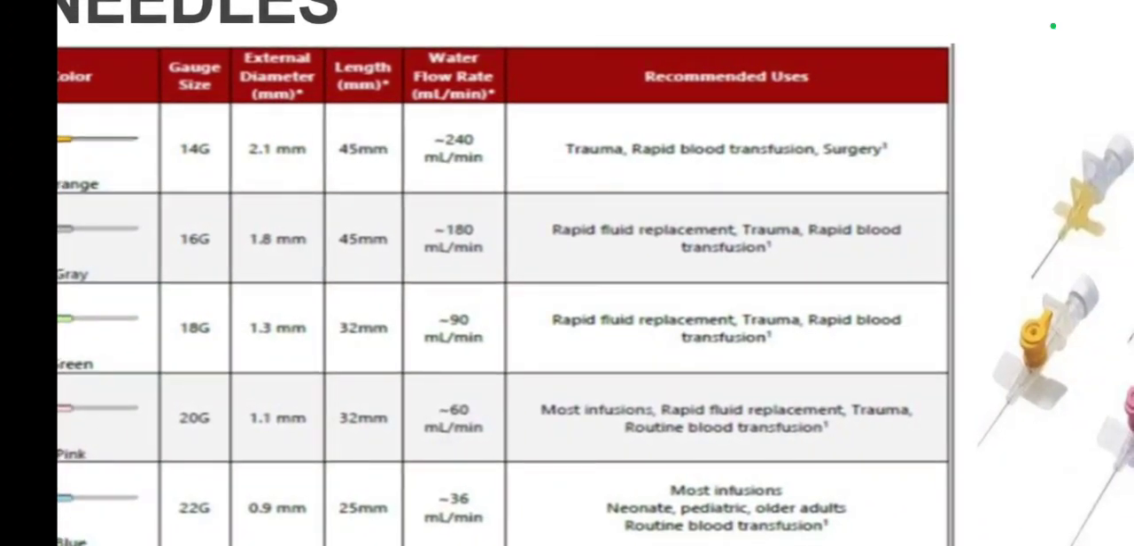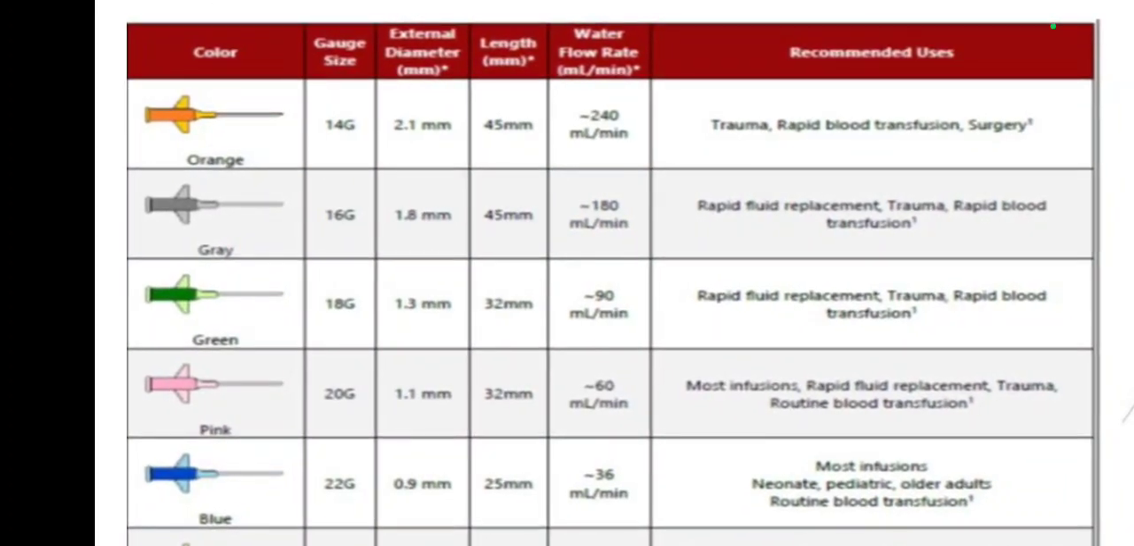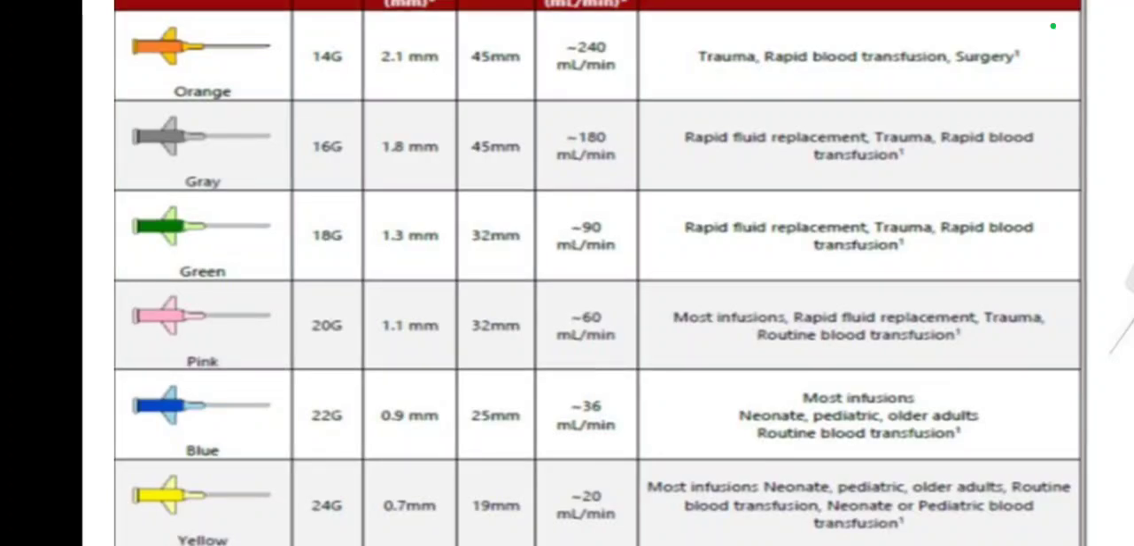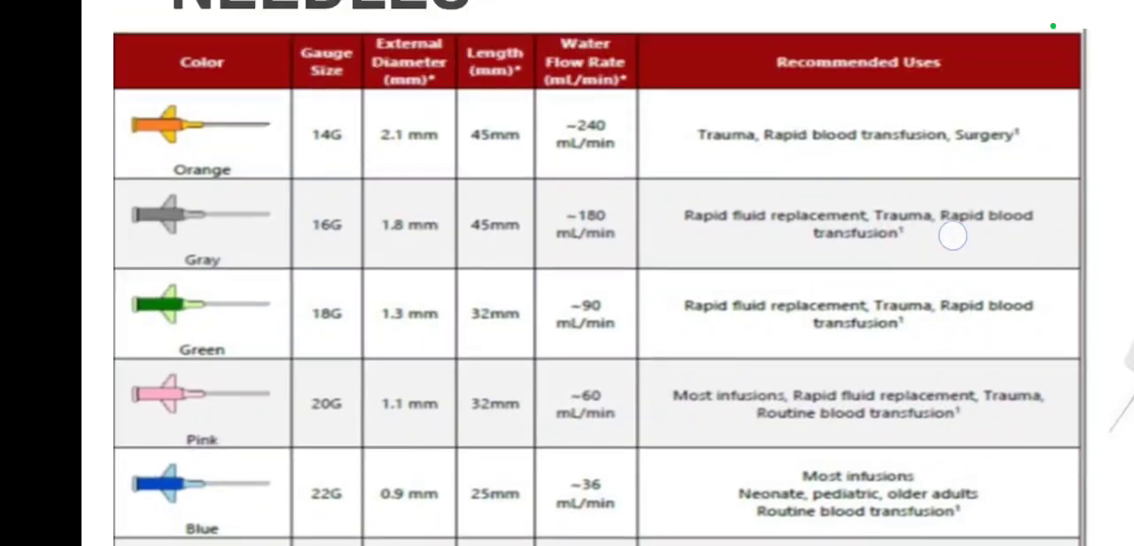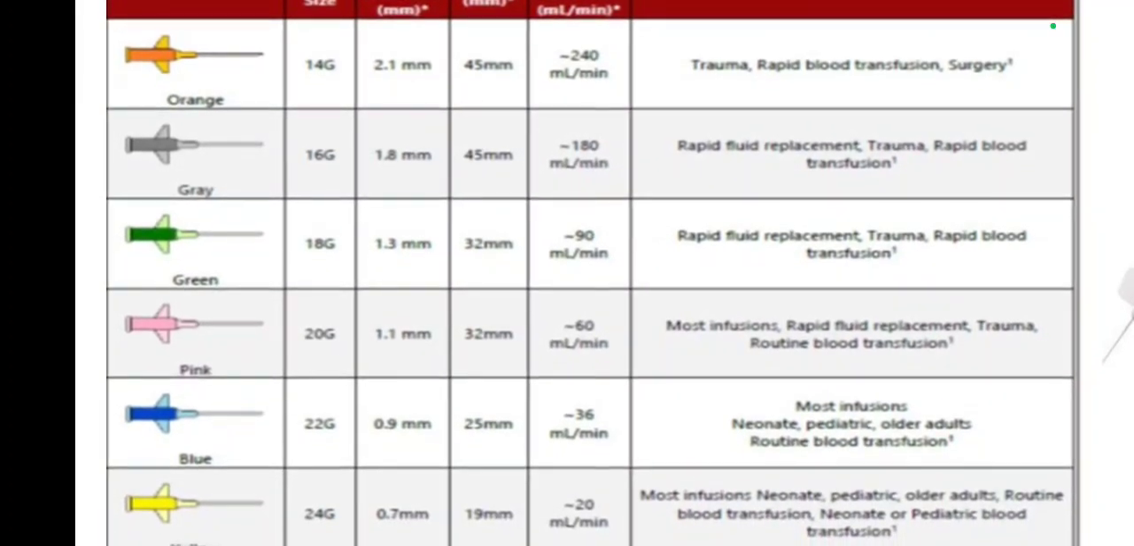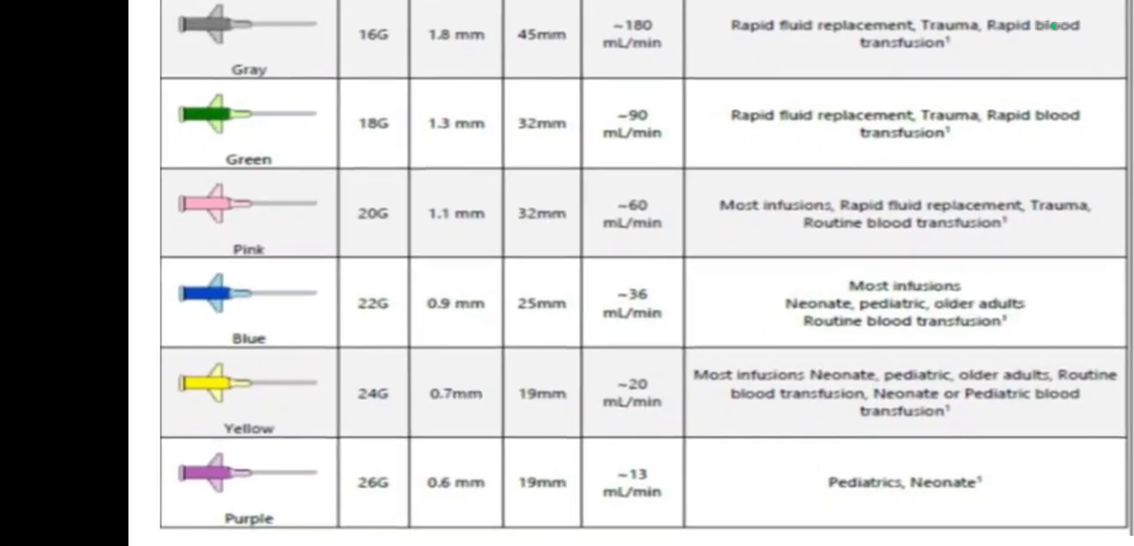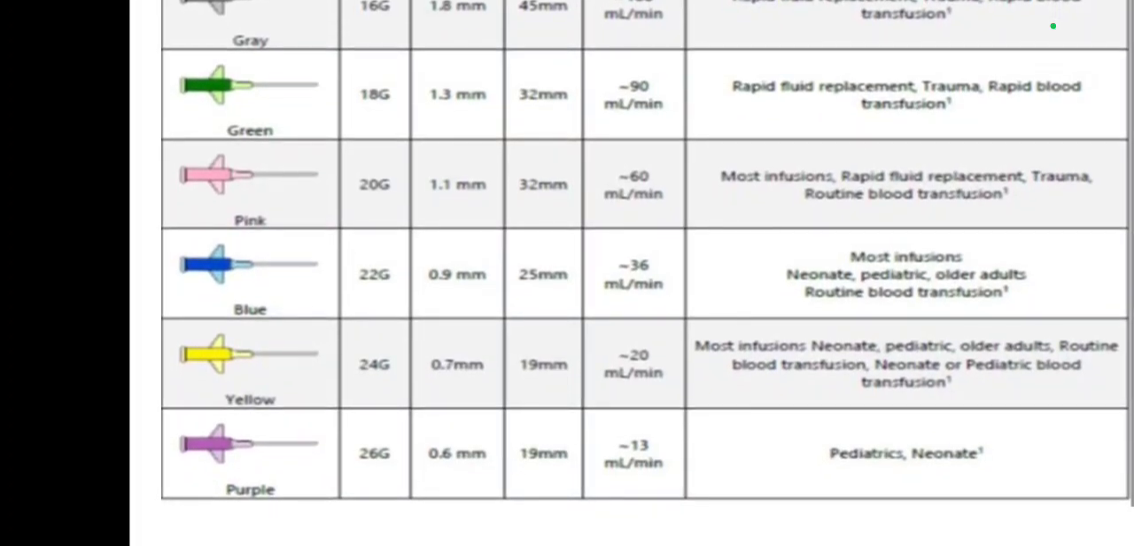As you can see, for orange, 14 and 16, usually it is more for rapid infusions, such as trauma, rapid blood transfusion, and surgery. We have also the green one, 18. These three, the orange, the gray, and the green, the 14, 16, and 18, are usually used for rapid infusion or blood transfusion or anything that the patient must be given urgently. The pink one is the most used infusion IV set, or IV cannula.